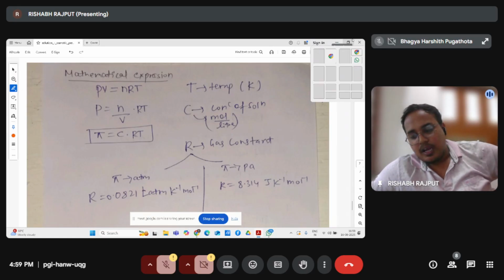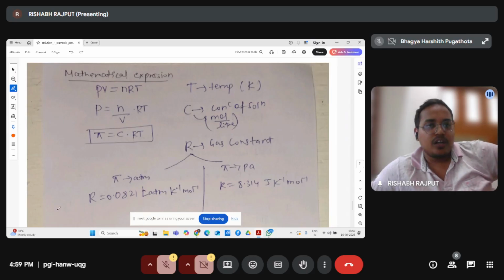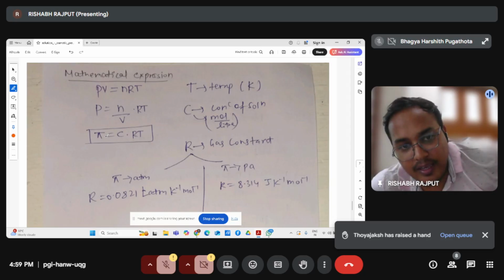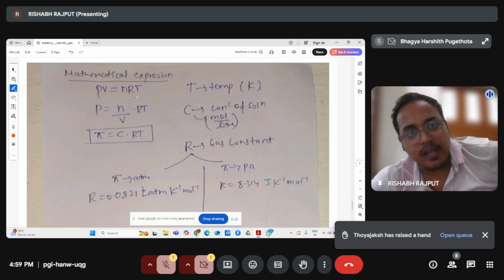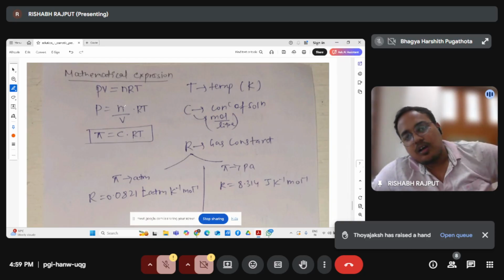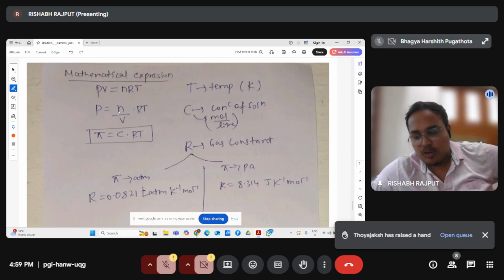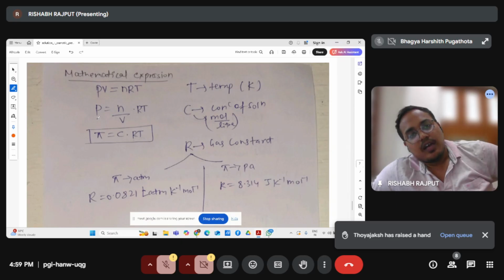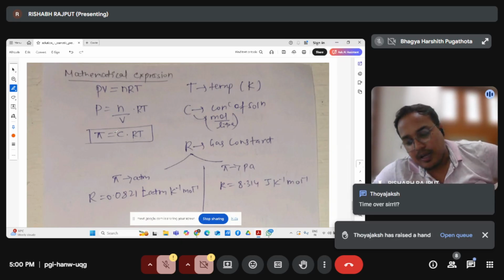You know that PV = nRT is the ideal gas equation we are using for ideal gases. So this formula, pi = CRT, is coming from PV = nRT. If you take V to the other side, n upon V, mol upon volume, is the molarity. That is why we mention C here, and RT, and the pressure P is written here as pi.